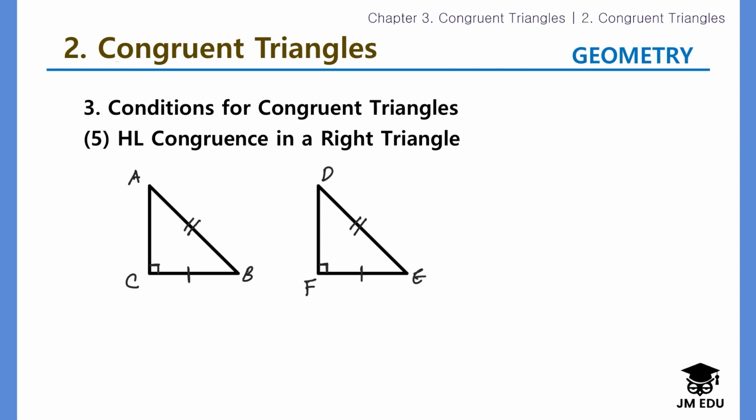Number 5, HL congruence in a right triangle. In two right triangles, if H, the hypotenuses are congruent, and L, one of the two legs is congruent, then we say that these two right triangles are congruent. So hypotenuse right here and one of two legs. Let's say this leg is congruent to this leg, then we say that these two right triangles are congruent by HL congruence.